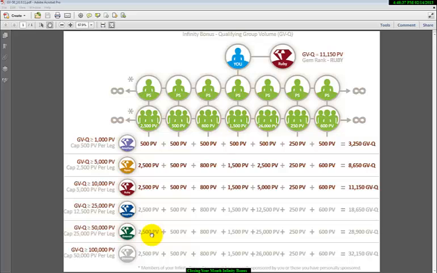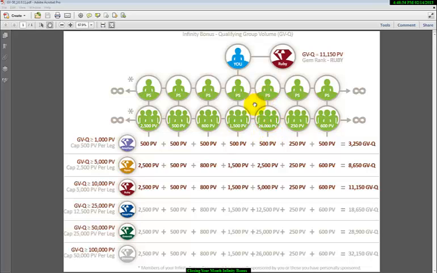All the volume from this leg will be compressed up into one group volume amount, including this person here. Same thing here, this would be a second leg. So all the volume from these people plus this person would equal the 500 PV, and so forth and so forth and so forth. So here we have one with 26,000.